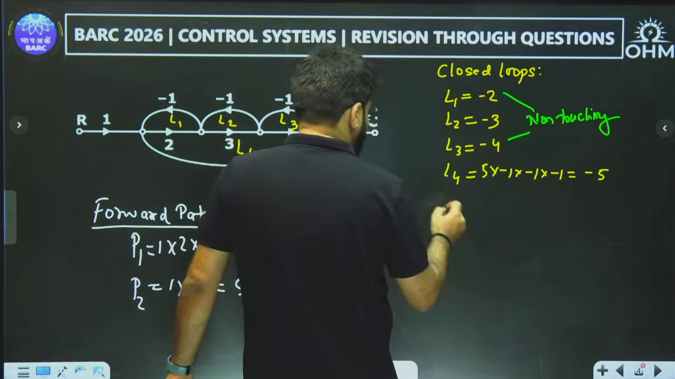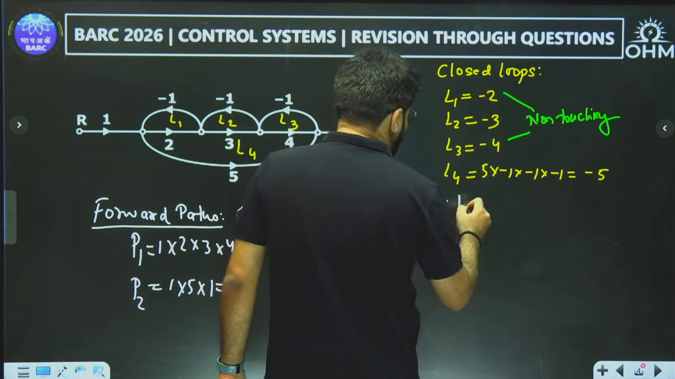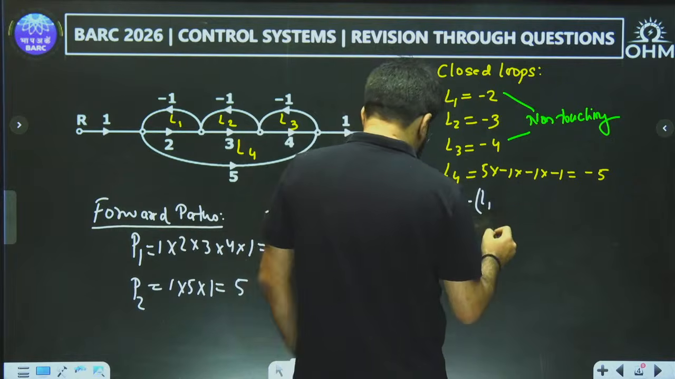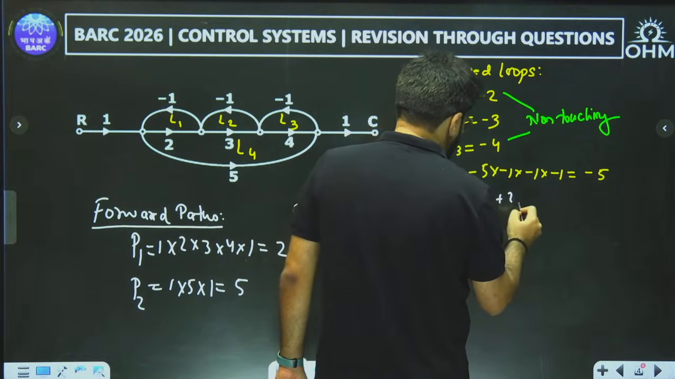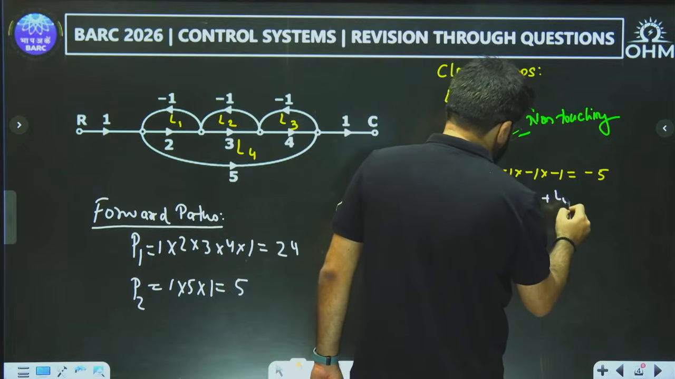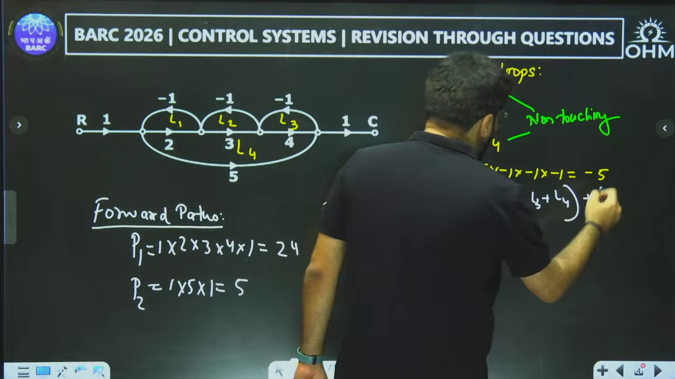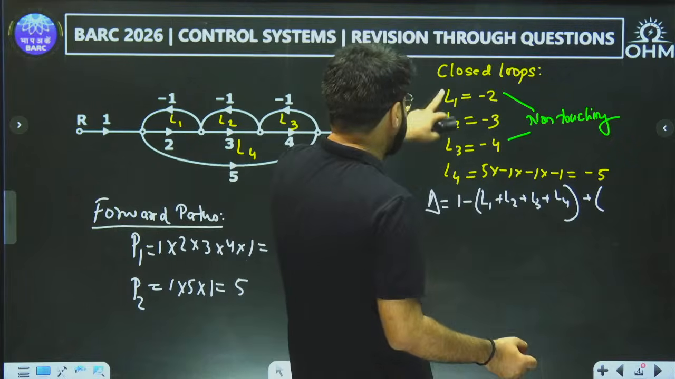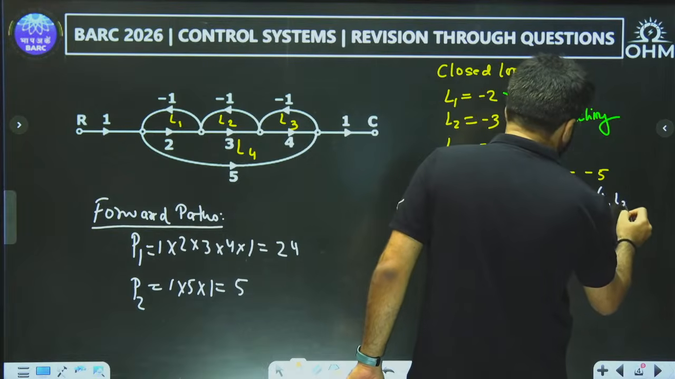Okay, writing down the graph determinant. What is the graph determinant? 1 minus the sum of all the loop gains. All the loop gains will be taken as L1 plus L2 plus L3 plus L4, plus the product of non-touching loop pairs, if there are any. There is only one pair which is non-touching, L1, L3, so their product will come up.